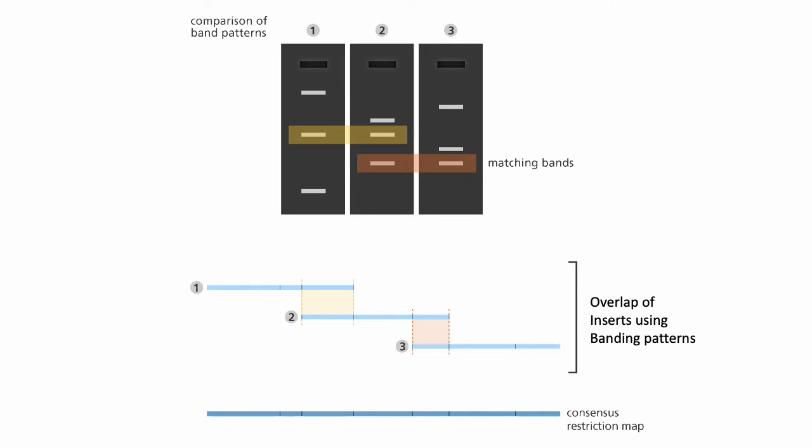Similarly, because insert 2 and insert 3 have overlapping sequence, after restriction enzyme cutting, they're going to share at least one band, because they have the same sequence in that overlapping region. After restriction enzyme cutting, that'll yield an overlapping band. The general idea is that by finding common bands across multiple BACs, you can get an idea of which BACs are overlapping each other on the original genome sequence. That will then allow you to assemble those BACs and figure out which ones follow which.